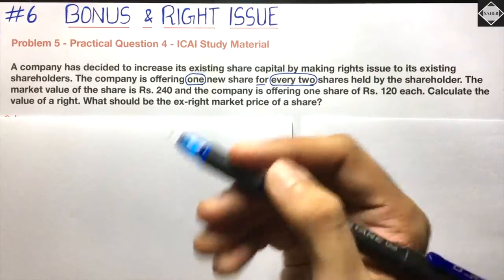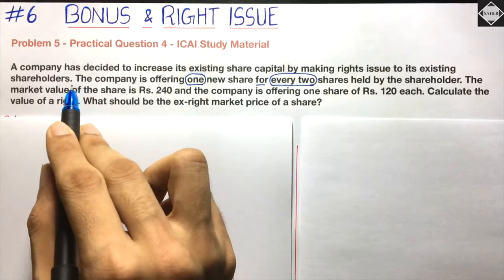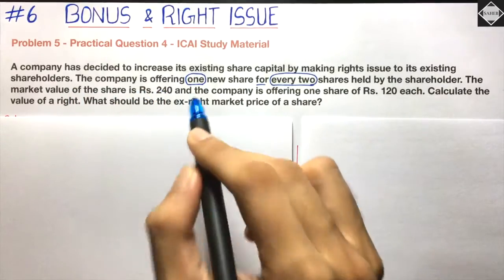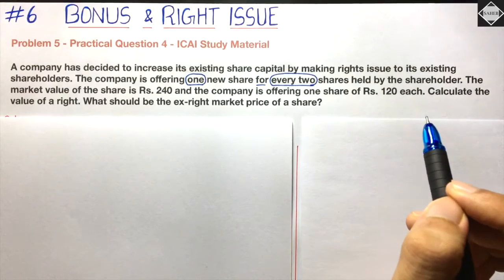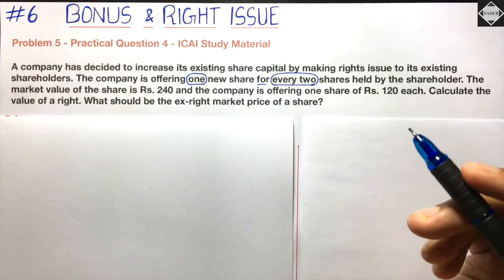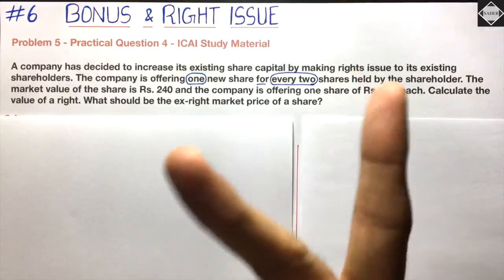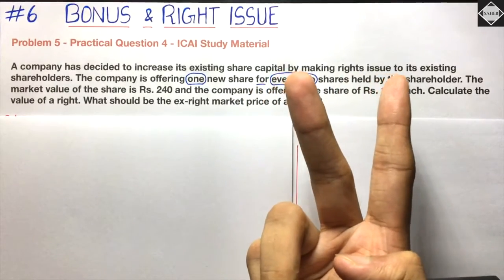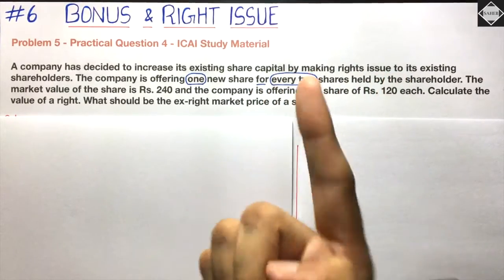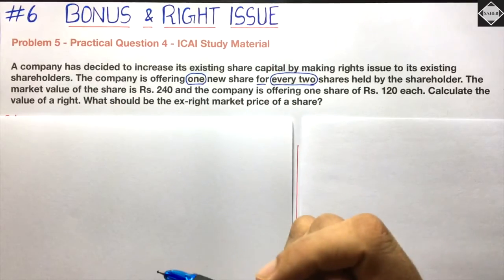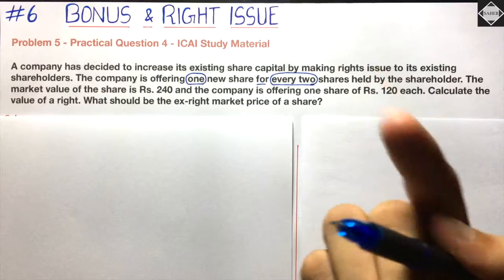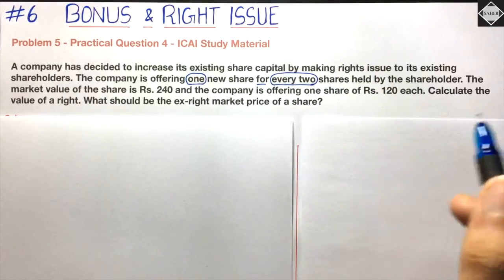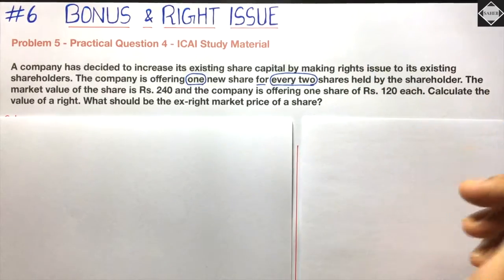Now let's understand what the terms of this right issue are. The company is offering one new share for every 2 shares held by the shareholder. What is the meaning of this? The meaning is that if an existing shareholder has 2 shares in the company, then the company will give them a right to purchase one additional share. To purchase, not free of cost, purchase. Cash flow is involved over here. All right, that's the condition.